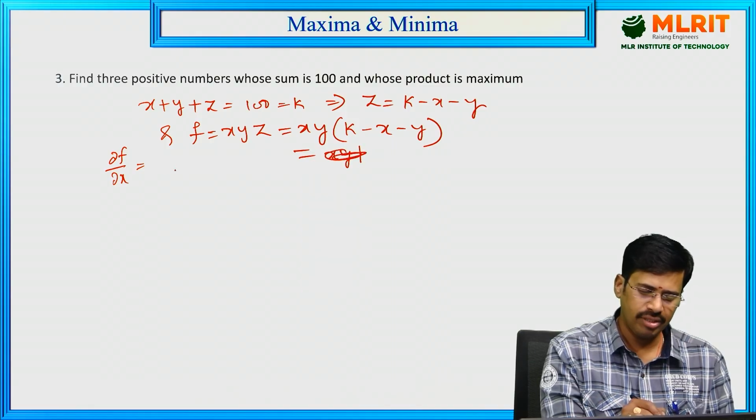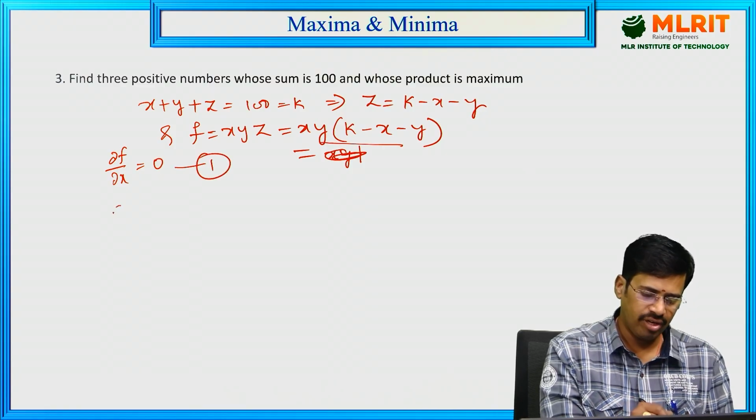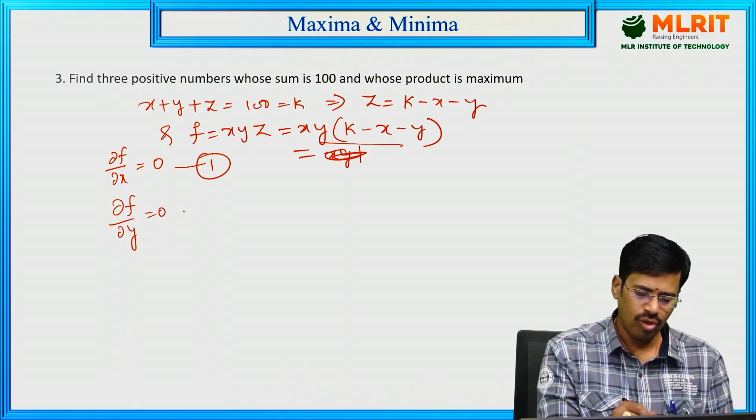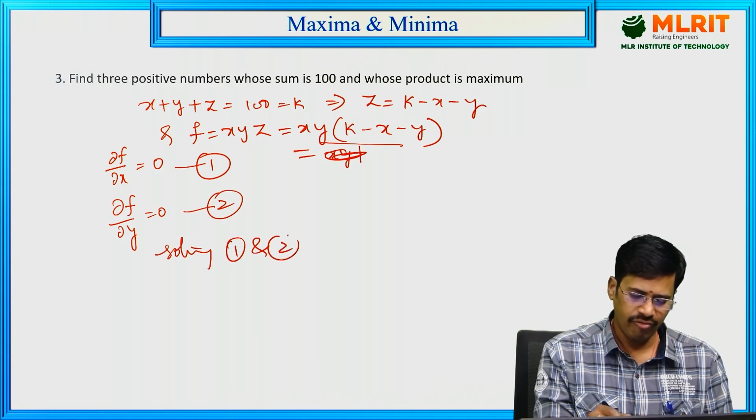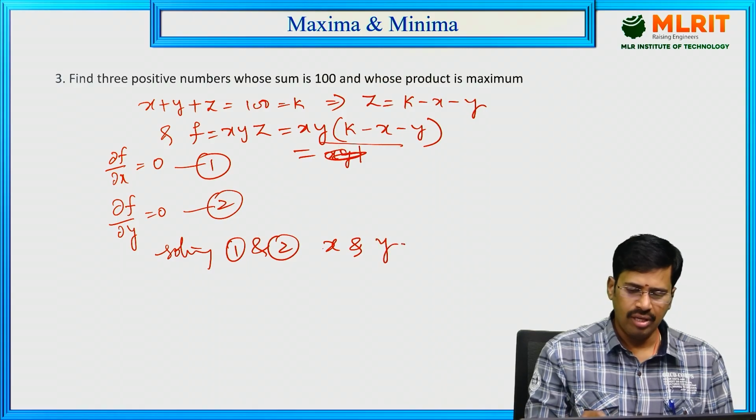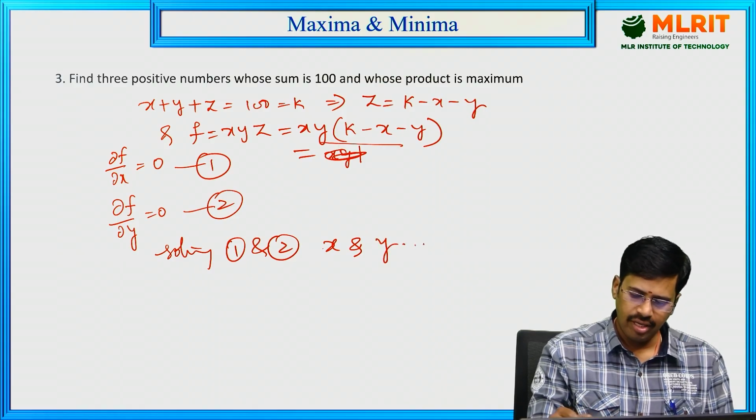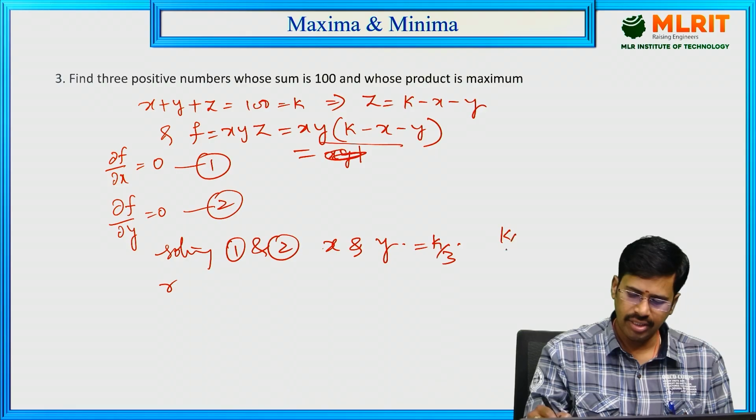∂f/∂x means with respect to x you differentiate this and equate to 0, let it be equation 1, and ∂f/∂y equate to 0, let it be equation 2. By solving equations 1 and 2 we get the values of x and y, that let it be k by 3. So x equal to k by 3, y equal to k by 3. The point is (k/3, k/3), right?